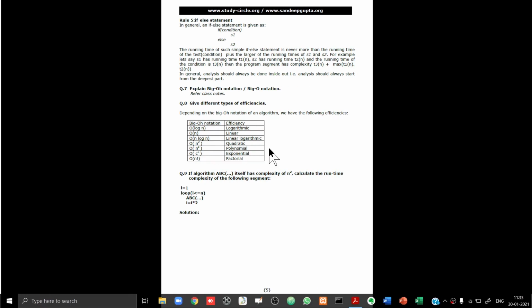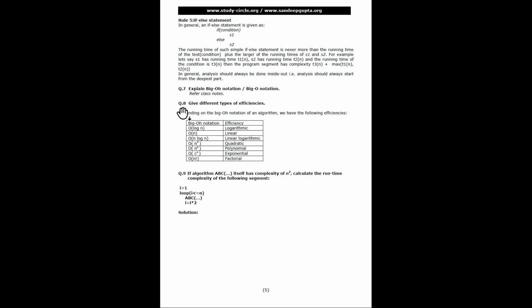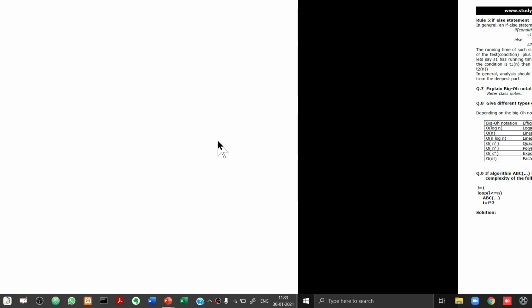Now give the heading 1.5 types of efficiencies, and below that you can write refer PN, refer printed notes. This entire topic is there in your printed notes as question number 8. The beginning of this topic is simple, but after some time some concepts will be a little difficult, so please be attentive right from the beginning.